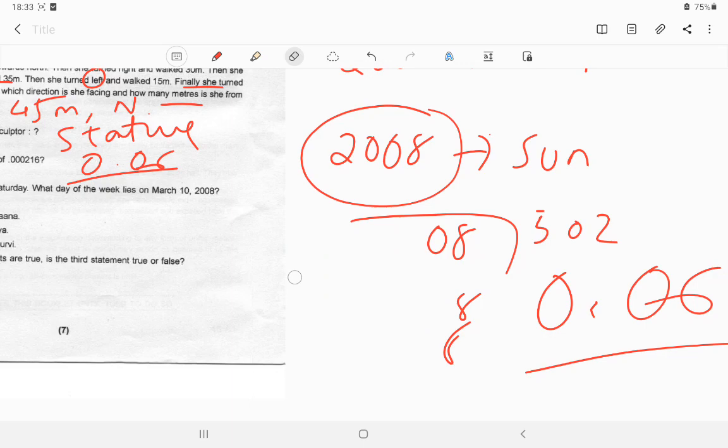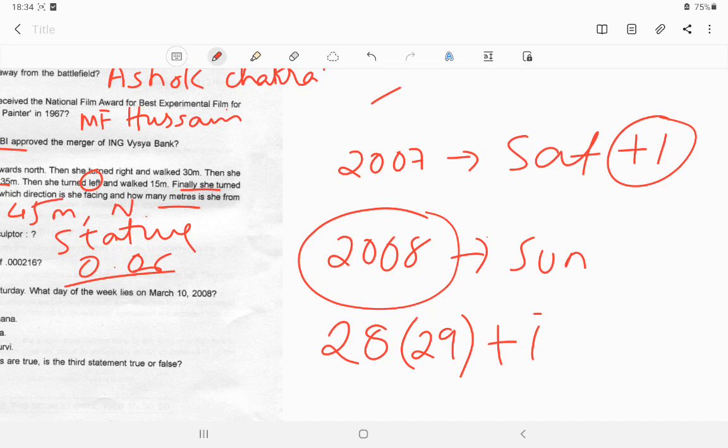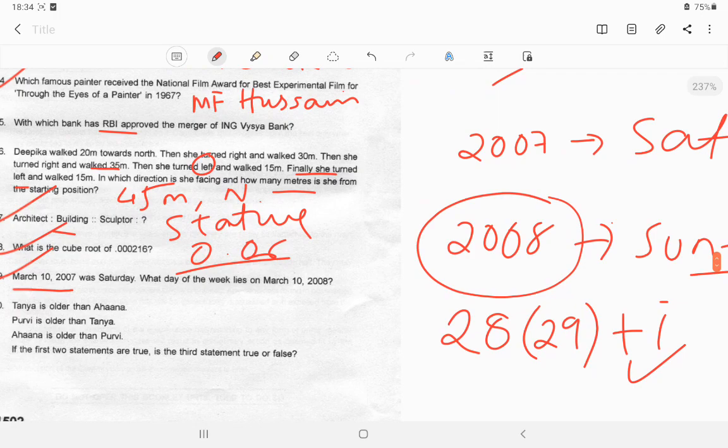In a leap year, February has 29 days instead of 28, so there is one extra day along with the day. So two days: Saturday goes to Sunday, and the leap year day takes it to Monday. So the answer is Monday. So I hope you got this.